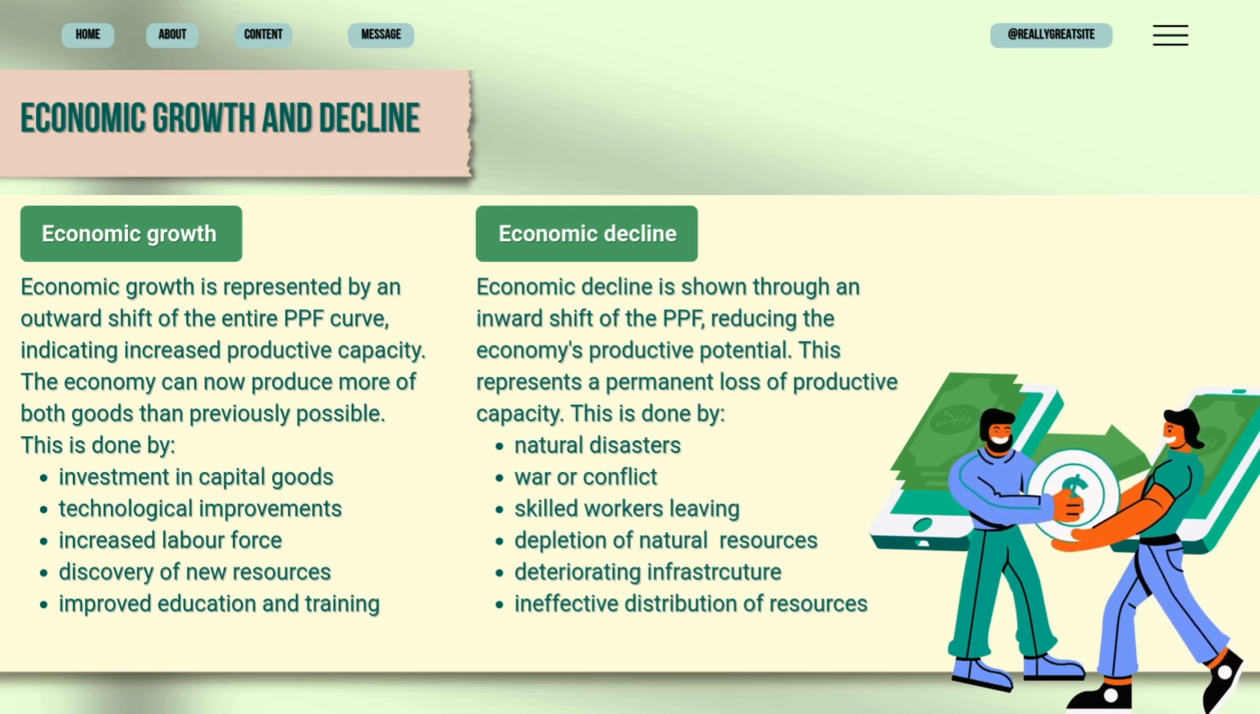Economic decline. Economic decline is shown through an inward shift of the PPF, reducing the economy's productive potential. This represents a permanent loss of productive capacity. This is done by natural disasters, war, conflict, skilled workers leaving, depletion of natural resources, deteriorating infrastructure, and ineffective distribution of resources.